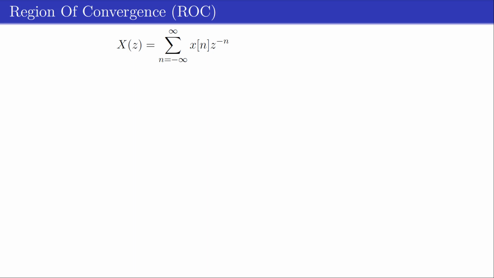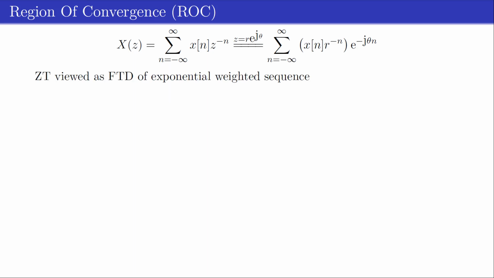variety of reasons. With z is r e to the power j theta, the z-transform can be viewed as the FTD of an exponentially weighted sequence x[n] r to the power minus n. From this expression, it follows that the region of convergence is determined by the range of values of r for which the given summation is limited.